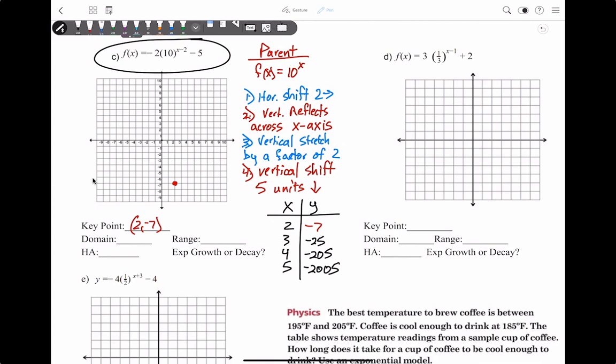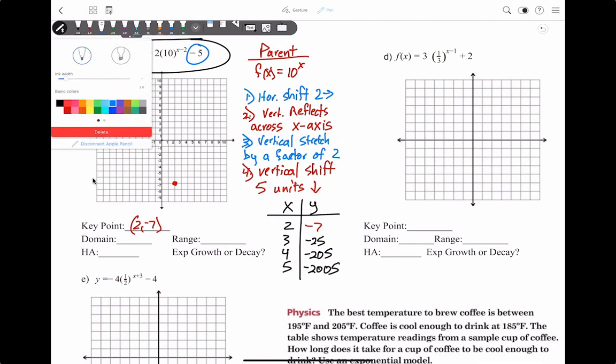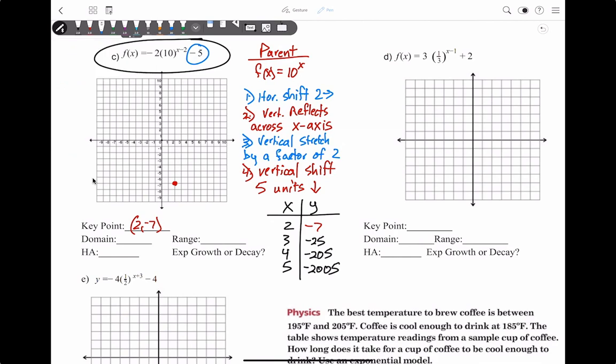So we want to concentrate real quickly on this negative 5. This negative 5, like we said before, is the horizontal asymptote being shifted 5 units down. So at negative 5, we have this horizontal asymptote. 1, 2, 3, 4, 5.